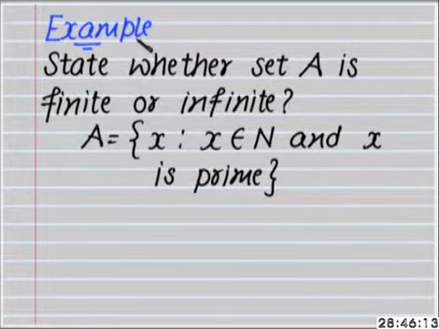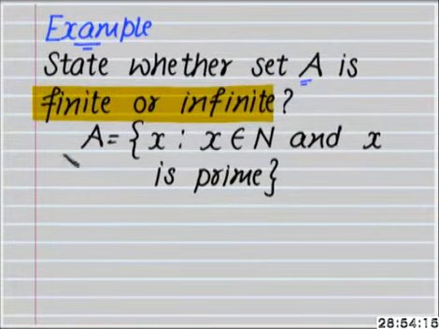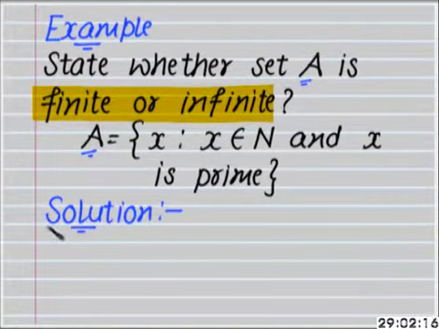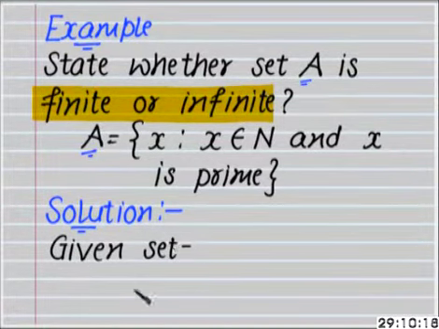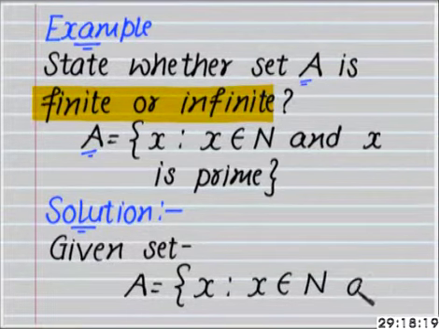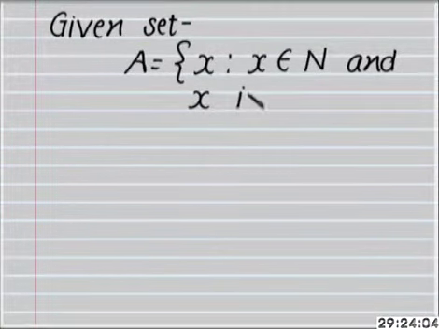Let's see another example. State whether set A is finite or infinite. The given set A is set of all x such that x is a natural number and x is prime. Now its solution. Here the given set is set A, which is the set of all x such that x is a natural number and x is prime.